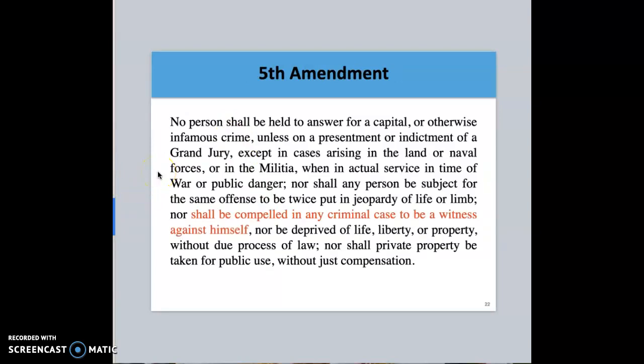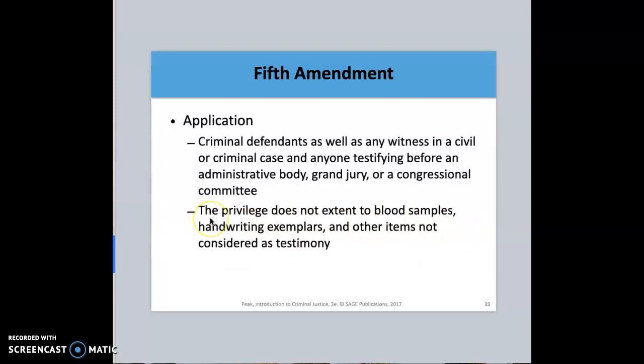The Fifth Amendment really ties back down to the idea that no one shall be compelled in any criminal case to be a witness against himself. And basically, this really boils down to your rights against self-incrimination. And the focus, the main case here is Miranda, right?